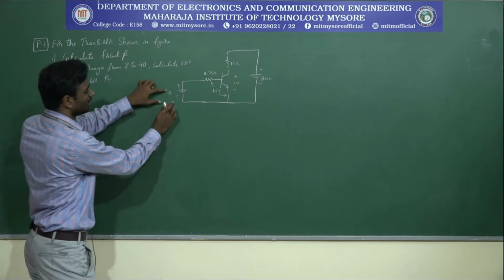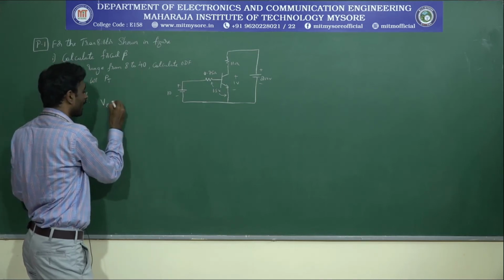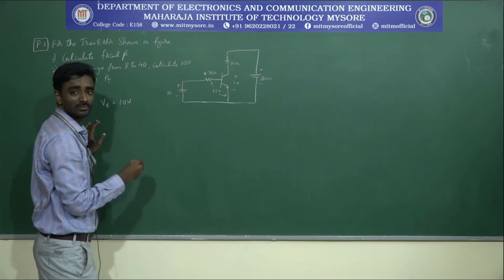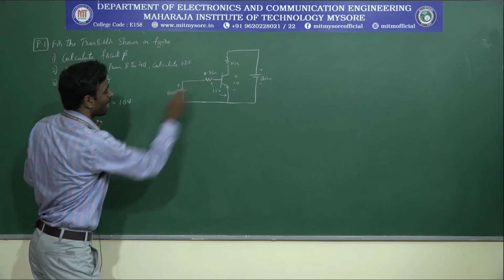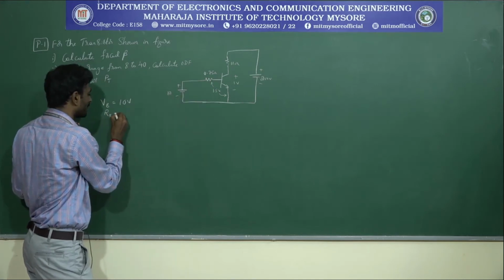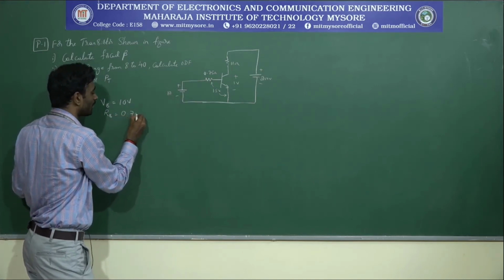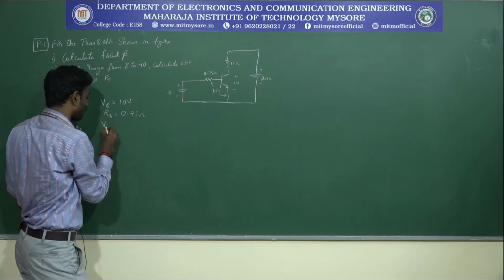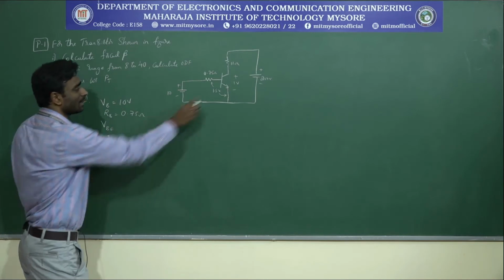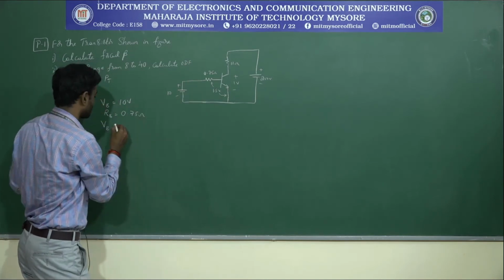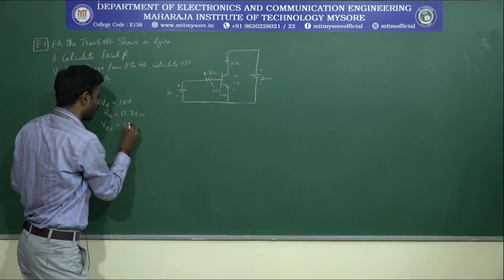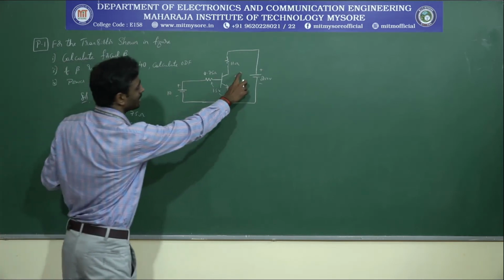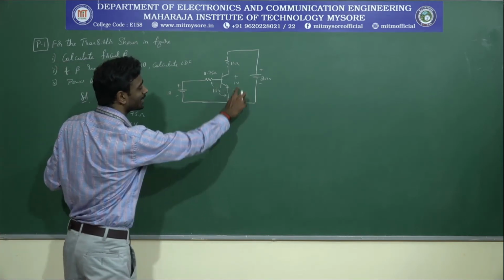If you consider, this will be the VB, that is the base voltage. I will consider the base voltage as 10 volt, and I will be having an RB. RB will be considered as 0.75 ohm, and this will be the 1.5 volt. 1.5 volt will be the voltage across the base to emitter junction here, VBE.